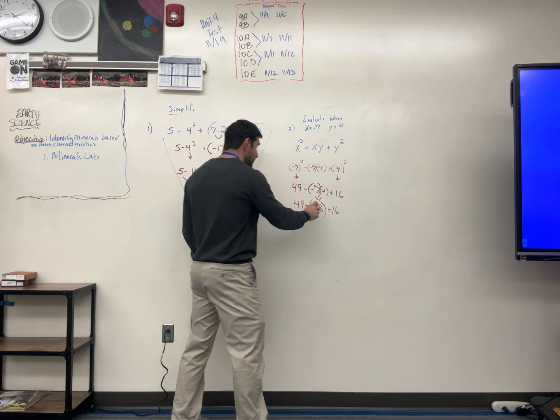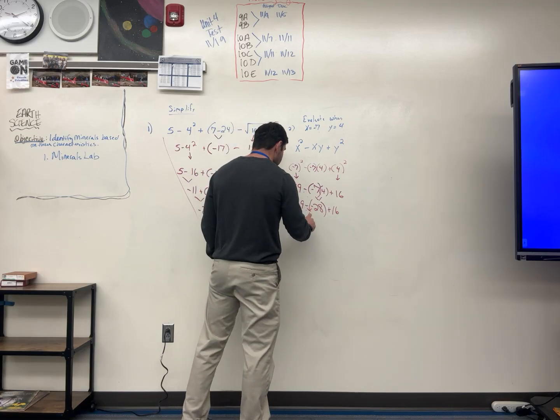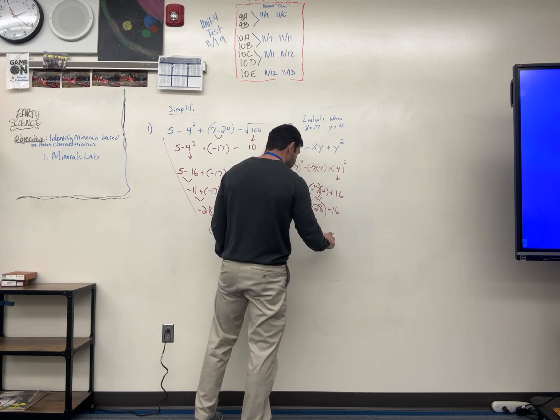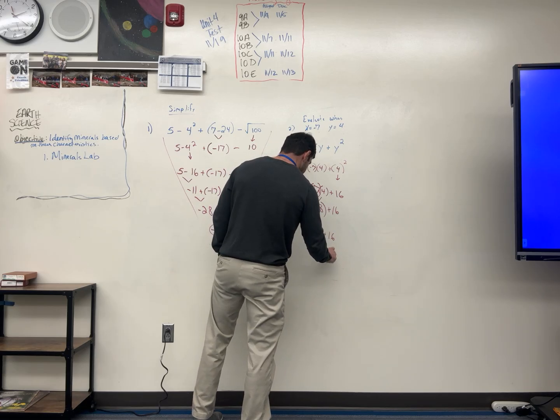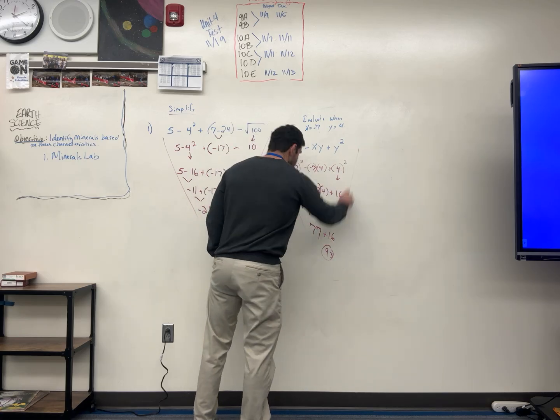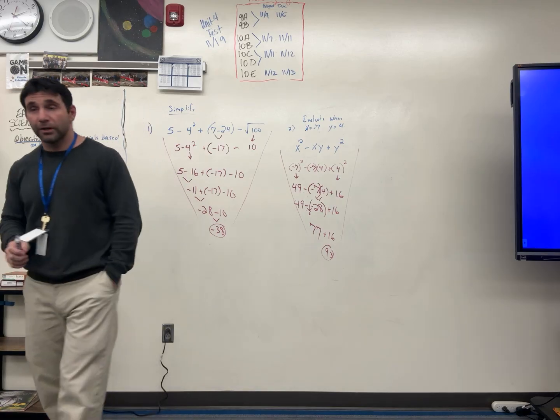Now I have 49 minus a minus, which is plus. So 49 plus 28, that's 7, carry the 1, that's 77 plus 16. 7 plus 6 is 13, carry the 1, should be 93. Once again, we've got our funnel cloud going down.